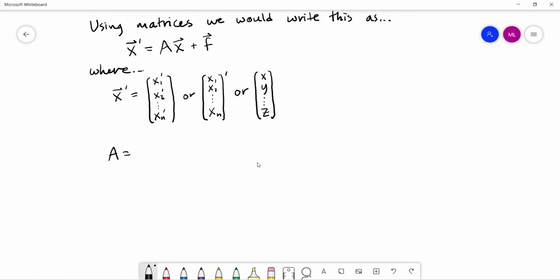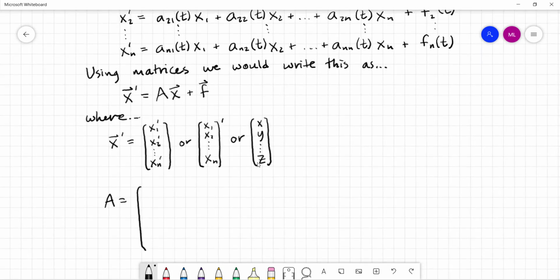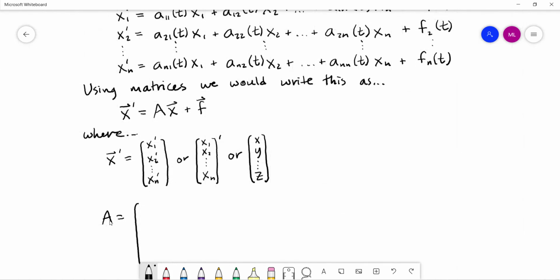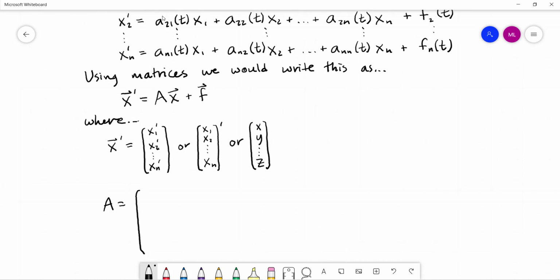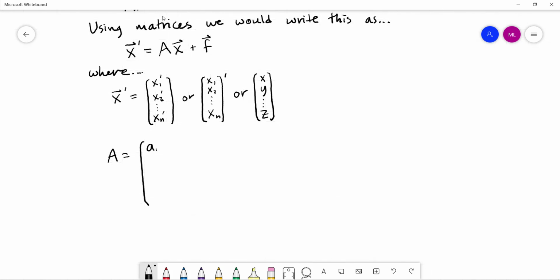A is a matrix, and it contains all the coefficients. I'm calling it capital A because we typically use capital letters to denote matrices, and because it goes with all these coefficients up here. It's made up of all those coefficients. So we'd have a11, and remember these coefficients can potentially be functions of time, a12, dot, dot, dot, up to a1n, a21, a22, a2n, down to an1, an2, ann. And the dot, dot, dots are meant to assume that you'll fill in the blanks from there.